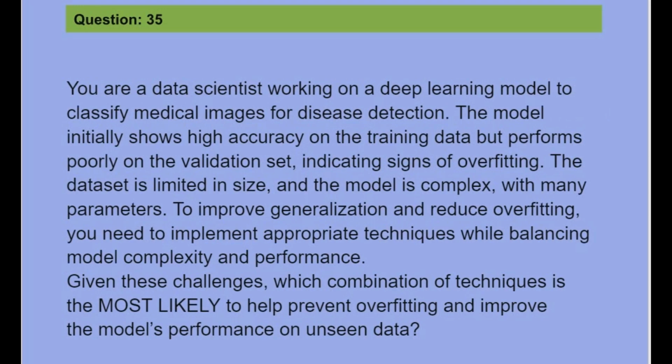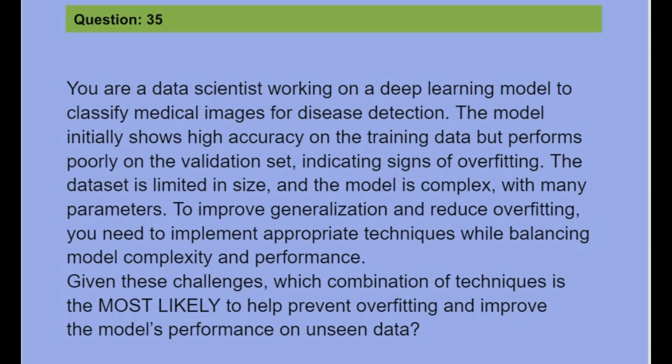Question is, you are a data scientist working on a deep learning model to classify medical images for disease detection. The model initially shows high accuracy on the training data but performs poorly on the validation set, indicating signs of overfitting. The dataset is limited in size and the model is complex with many parameters. To improve generalization and reduce overfitting, you need to implement appropriate techniques while balancing model complexity and performance.